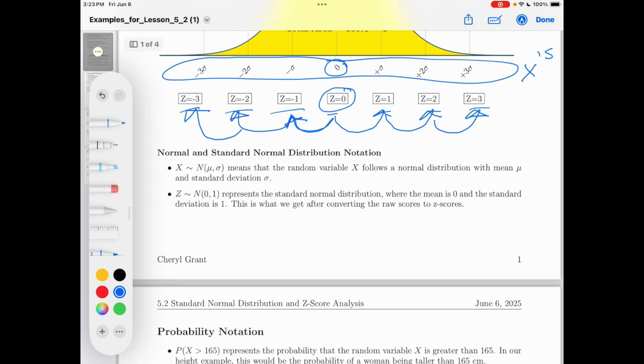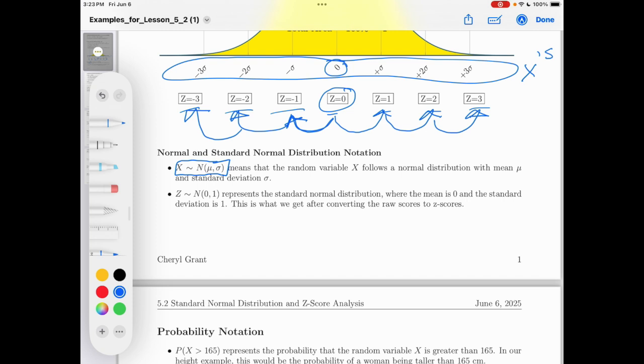Now, as far as the distribution notation, when we talk about the normal distribution, and we talked about this in the previous lesson, our notation looks like this. We have x, our variable, with our little tilde, and then N for normal, and then inside the parentheses, we have the characteristics that we want to use to describe the normal distribution. That's the mean and the standard deviation.